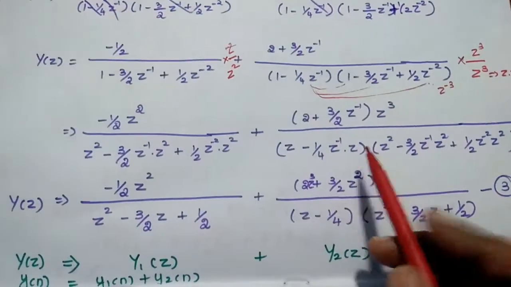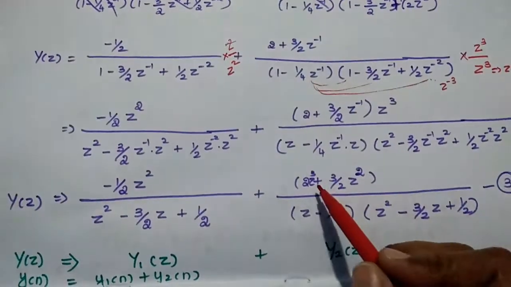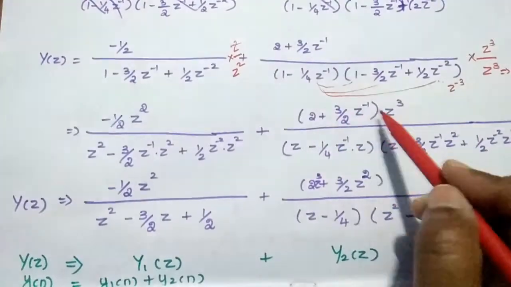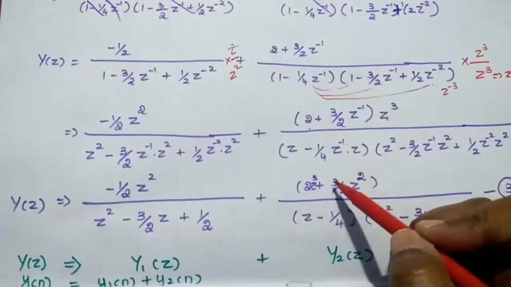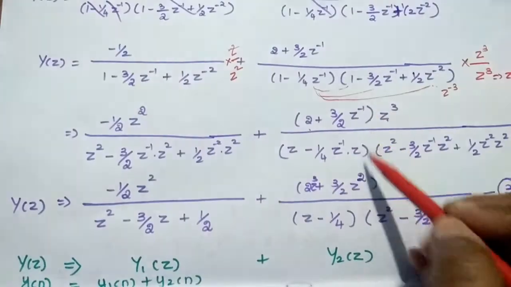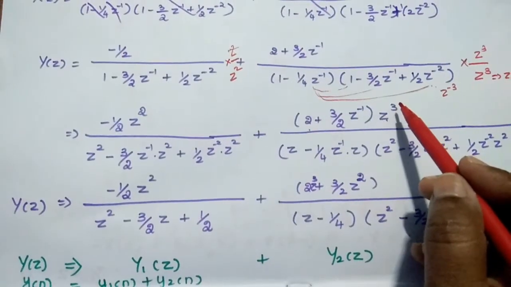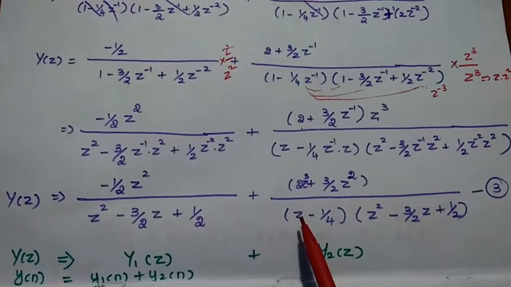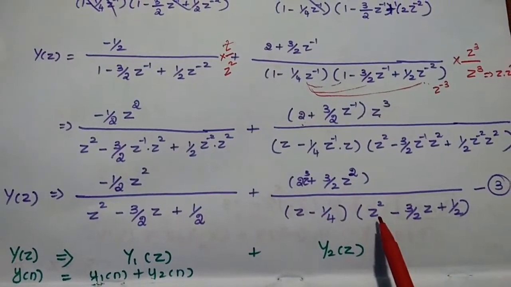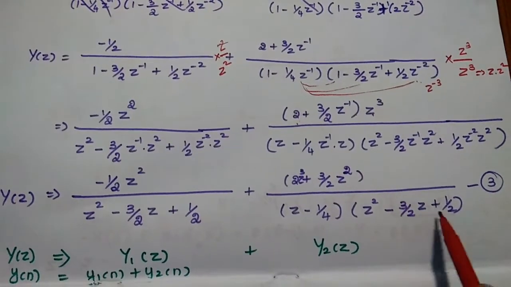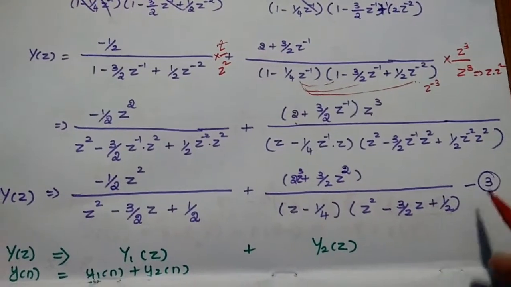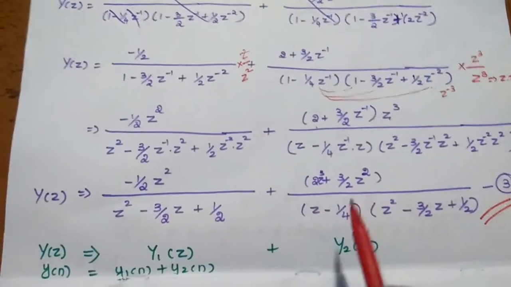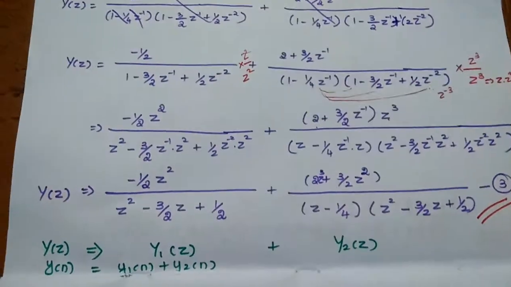So plus, this side we are going to multiply inside this. So we can get z power 2 into z cube. We are multiplying with this term, 2 into z cube, plus 3 by 2 z power minus 1 into z power plus 3. So 3 minus 1 plus 2. In the denominator we can get z minus 1 by 4 z squared minus 3 by 2 z plus 1 by 2. So consider this as the third equation. It is a very important equation. You have to remember this is the third equation.